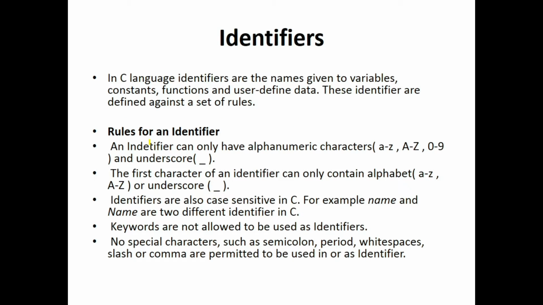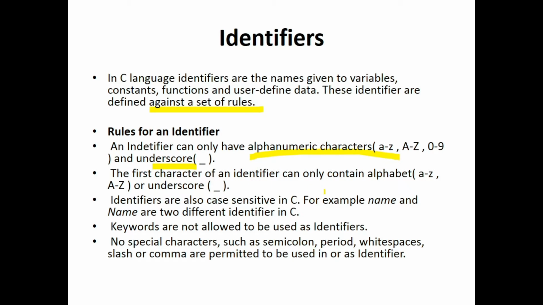Identifiers are simply the names we give to anything: any function, any variable, any array, structures. In C language, identifiers are the names given to variables, constants, functions, and user defined data types. These identifiers are defined by a set of rules, and using these rules we can write identifiers. Whatever names you use can only have alphanumeric characters and underscore.